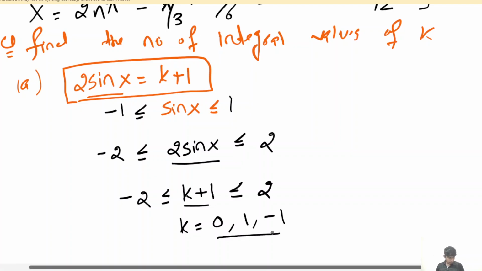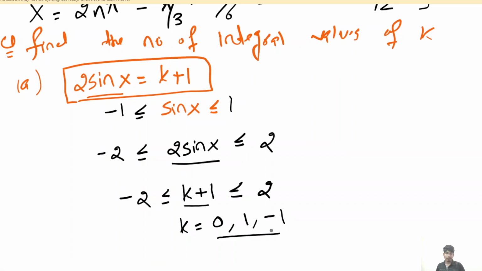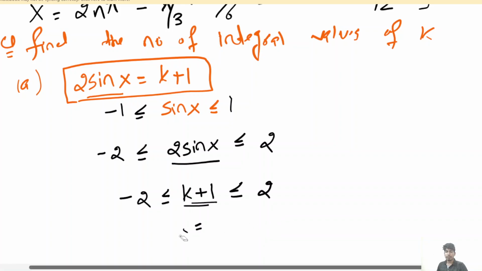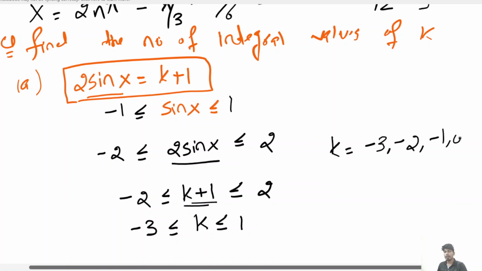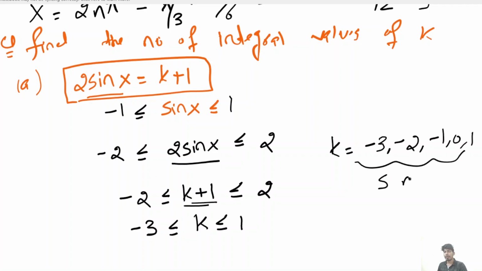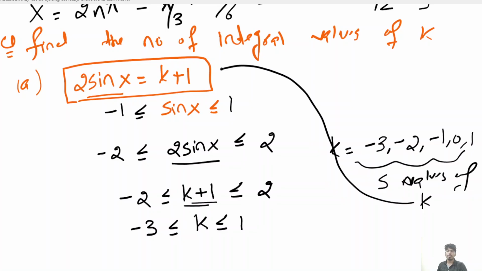But students, here we have 2 sin x equal to k plus 1, and we have to find the value of k, so solve for k. Subtract 1 from both sides: k lies between minus 3 and 1. Then k can be minus 3, minus 2, minus 1, 0 and 1. Here 5 values of k are possible for which a solution exists.